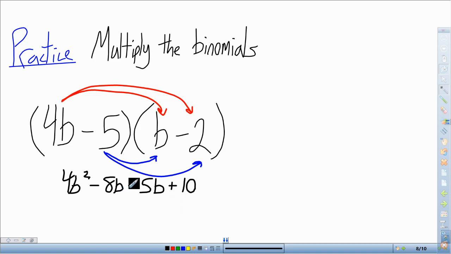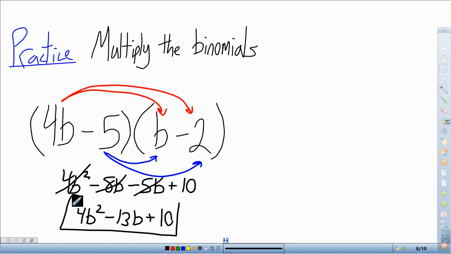Okay, I'm taking a step back on this one. Careful, if you stopped here, you forgot to notice we do have like terms on this. We can combine this negative 8 and this negative 5. So I'm going to bring down the 4b squared, if you want to cross it out. Combining these gives me a negative 13b. Careful with that. And then this positive 10. All right, now we have no more like terms. Looking good.